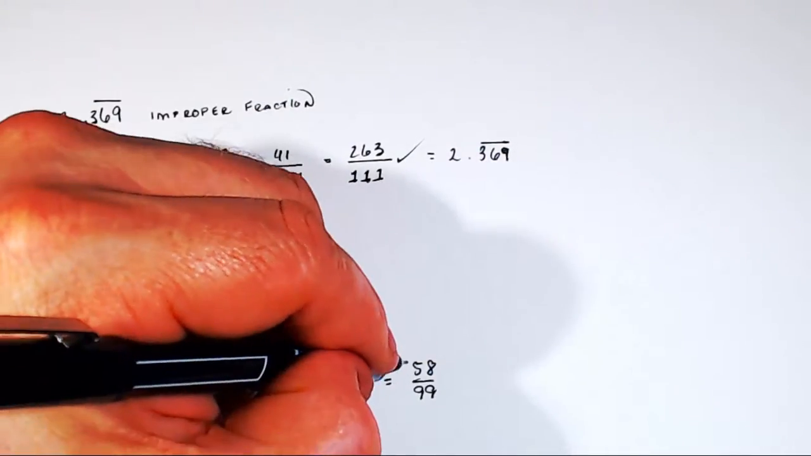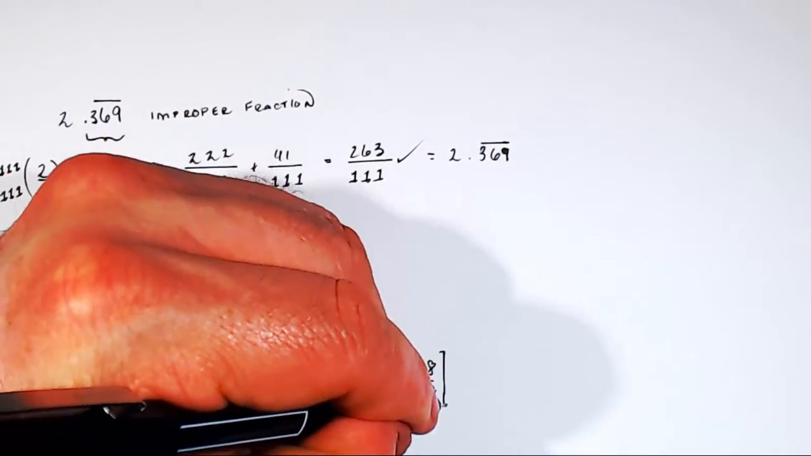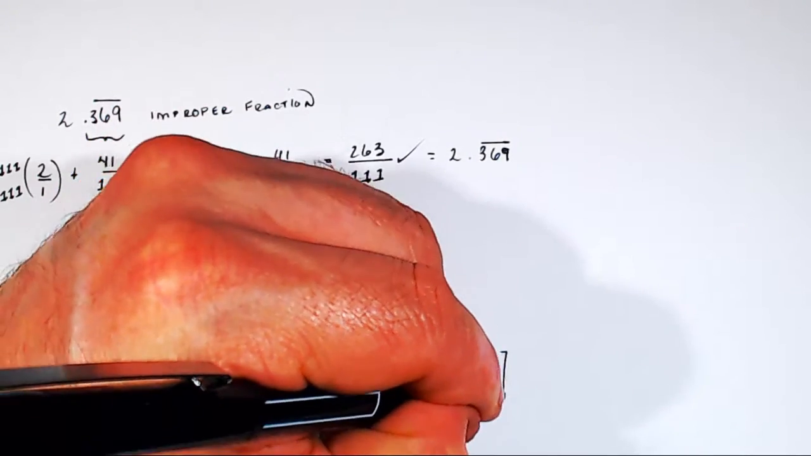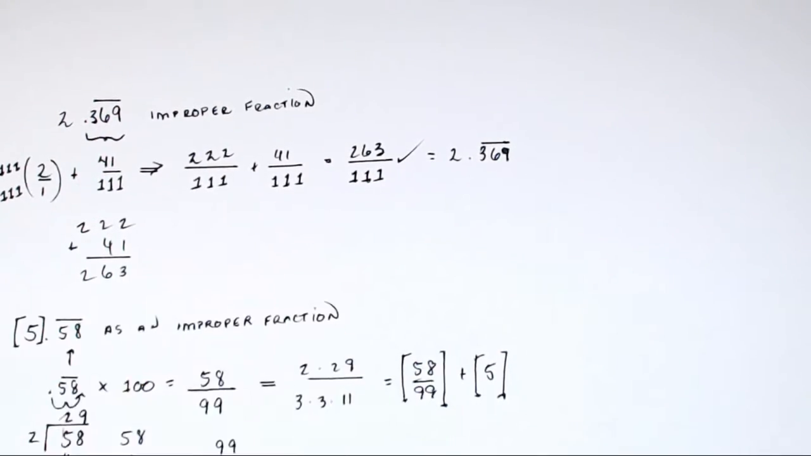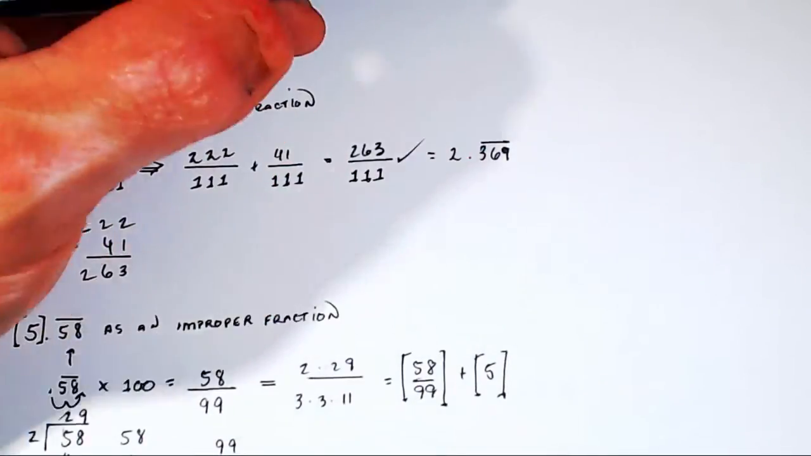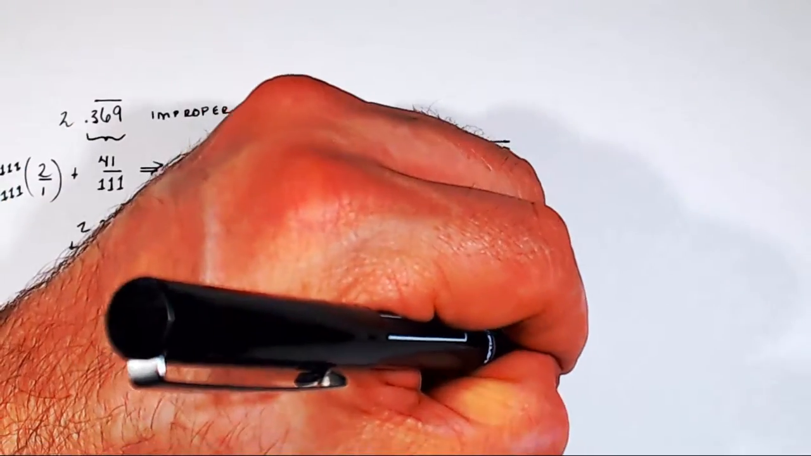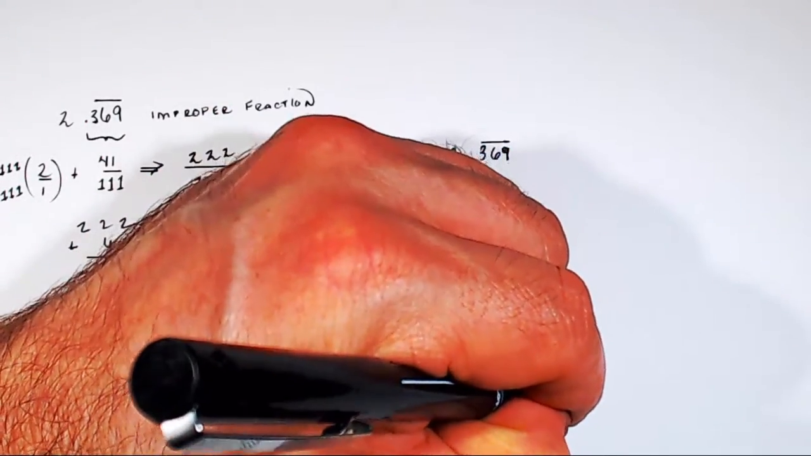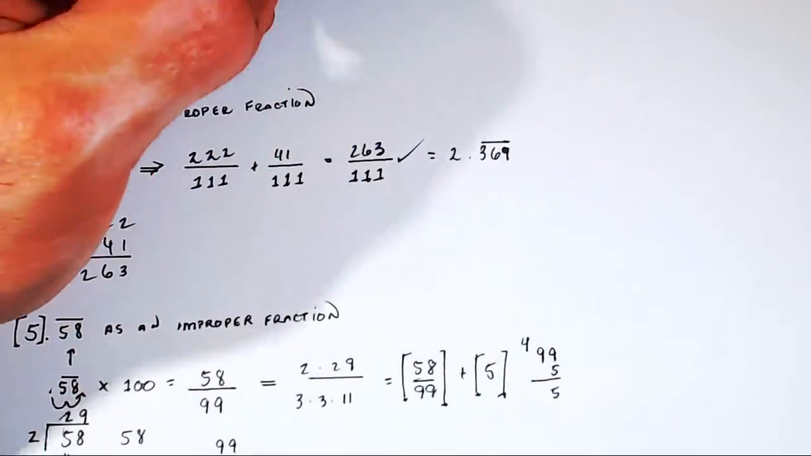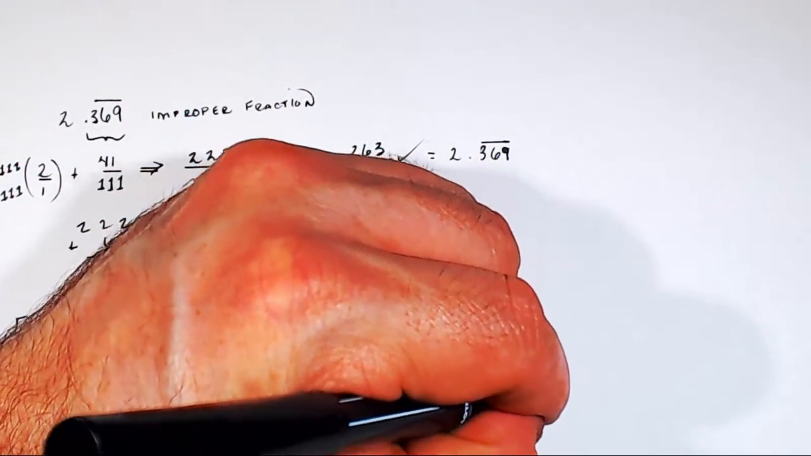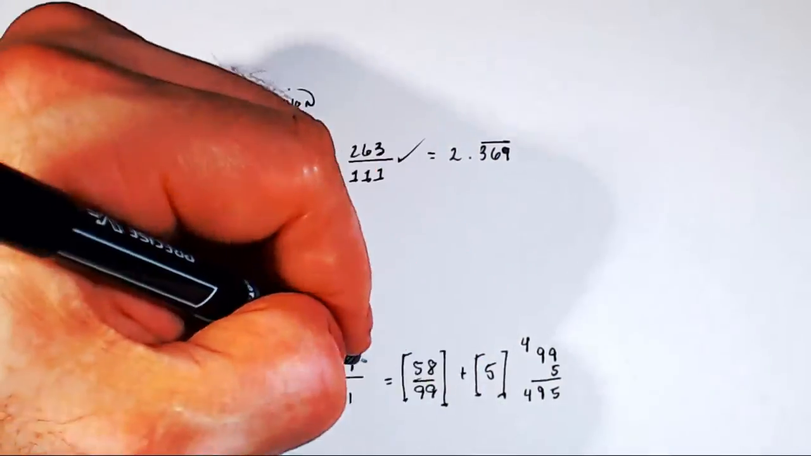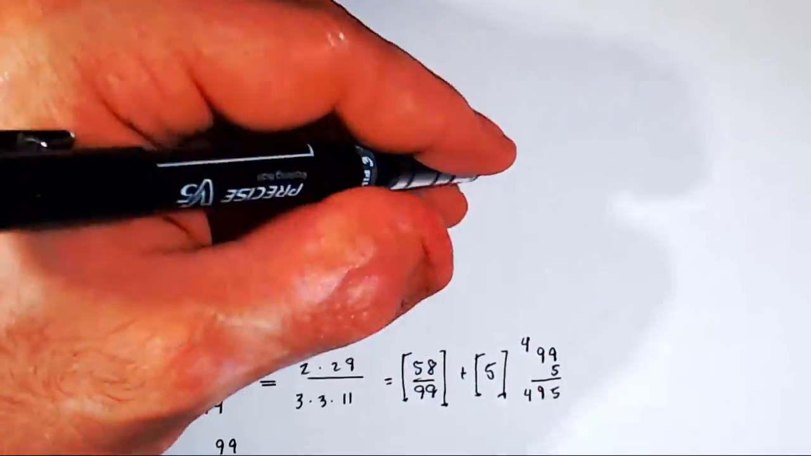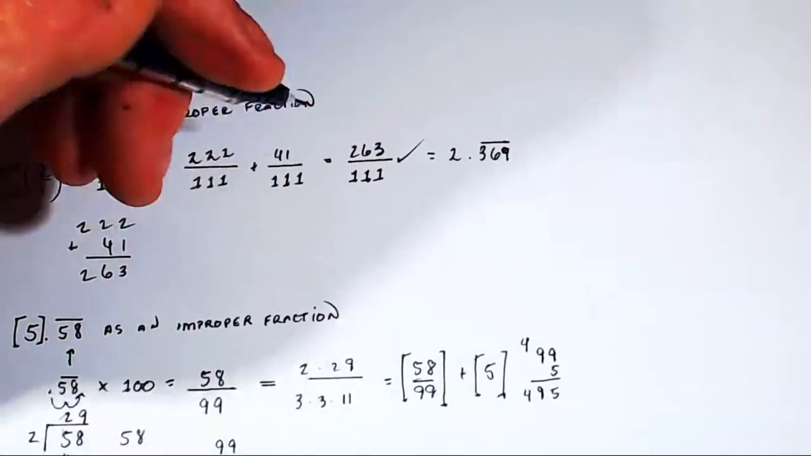Okay, remember, we have to add this part to our 5 from before. Okay, that needs to be added. So we have to find a common denominator. Well, we're going to multiply 5 times 99. Okay. 495 over 5. Or rather, 495 over 99.